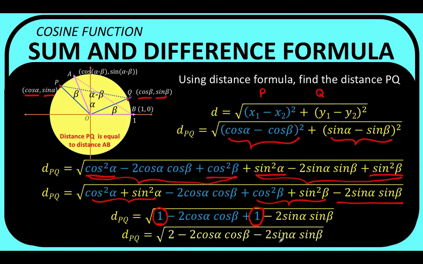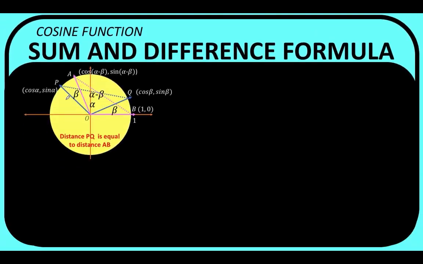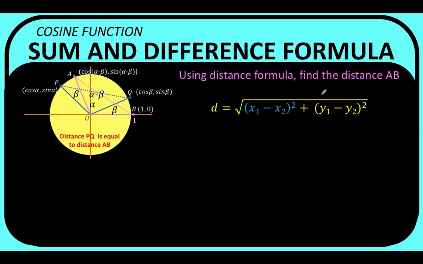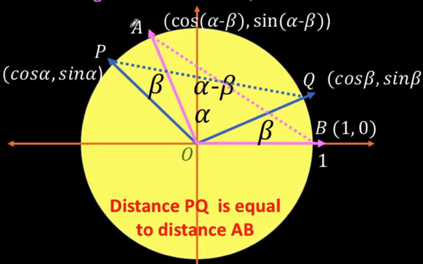Now, we are going back to this value later on, so we need to remember this formula. After getting an expression for the value of the distance between P and Q, let's also get an expression representing the distance between point A and point B. Using the distance formula again, we know that the coordinate of point A is cosine (alpha minus beta), sine (alpha minus beta), and the coordinate of point B is (1, 0).